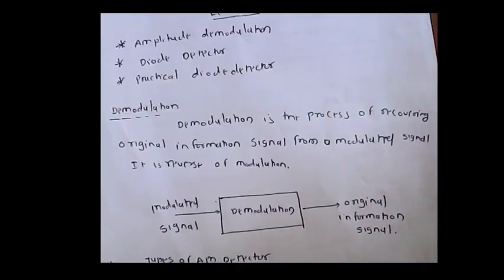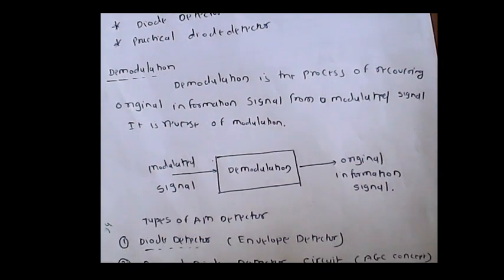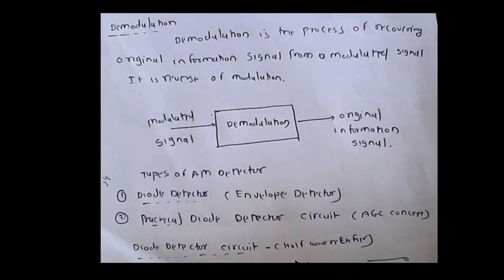So demodulation is a process to recover the original information from the modulated signal, which happens at the receiver side. Mostly demodulation is done by AM detectors. There are two types of demodulator circuit used in AM. The first one is the diode detector, which is also called a normal detector or an envelope detector. Why is it called an envelope detector?